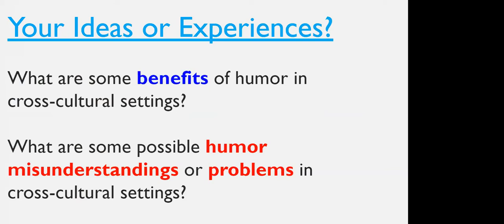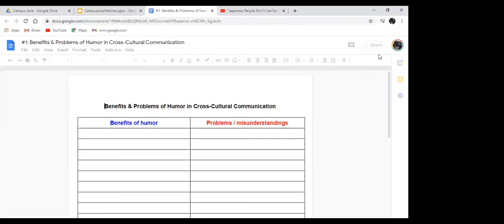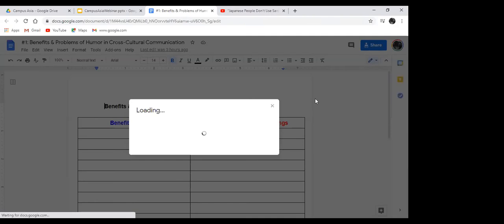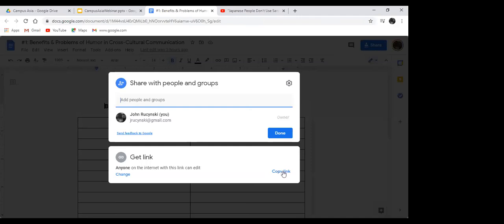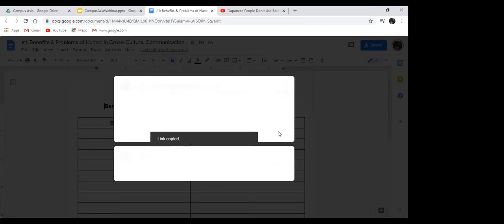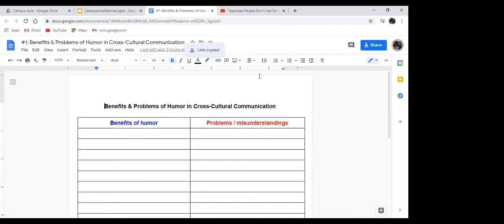So here are the questions. What are some benefits of humor in cross-cultural settings? And two, what are some possible humor misunderstandings or problems in cross-cultural settings? In a moment, I'm going to share a Google Doc in the chat box. Okay, so in a moment you will see this page and you can do either side. I haven't shared yet, one moment.